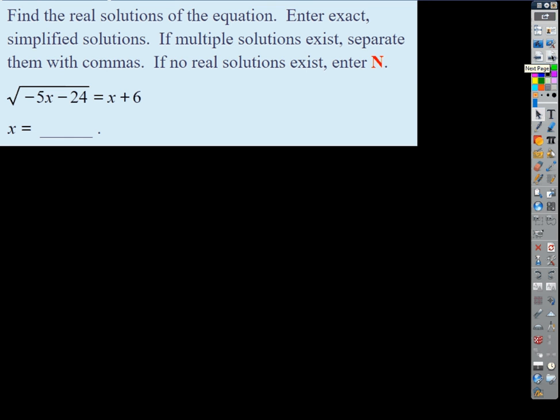Okay, good. Next one. Step 1. Square both sides. Yeah, it's already isolated, isn't it? So we can just square both sides. All right, so let me write this down. Here's our original.